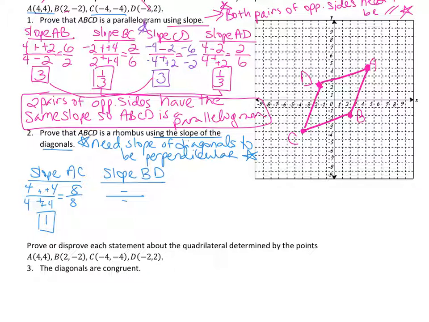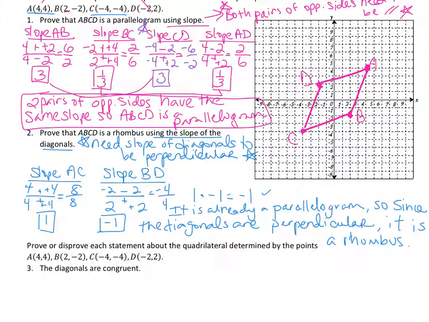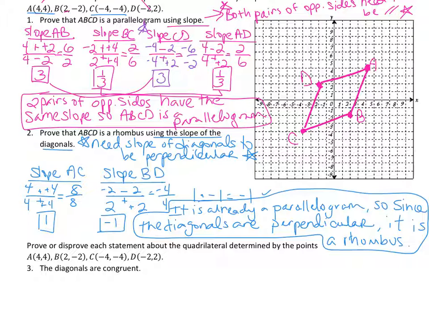The slope then of BD, of the other diagonal, would be negative 2 minus 2, and then a 2 minus a negative 2, which gives us a negative 4 over a positive 4, so we get a slope of negative 1. So remember, if we need to check to see if they are perpendicular, we need to multiply the 2 slopes together, and it does equal a negative 1, and that is what we want. Since we already know it is a parallelogram and we checked to make sure that the diagonals are perpendicular to each other, then we can say that this is a rhombus.